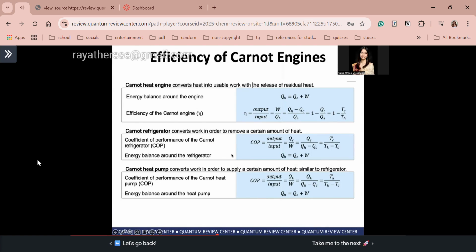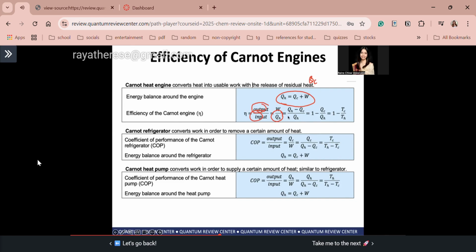So this table summarizes the types of Carnot engines. Again, a Carnot heat engine converts heat into usable work, generating work with the release of residual heat. So yun yung QC nyo. In general, yung energy balance is QH equal to QC plus W, right? Siyempre guys, for a Carnot engine, energy should still be conserved. Diba? It is transformed into QC and work. And now the efficiency of the Carnot engine is equal to η equals output over input lagi, guys. And we know that our output is work, right? We generated work divided by QH. We inputted heat from the hot reservoir, right? We absorbed heat from the hot reservoir.